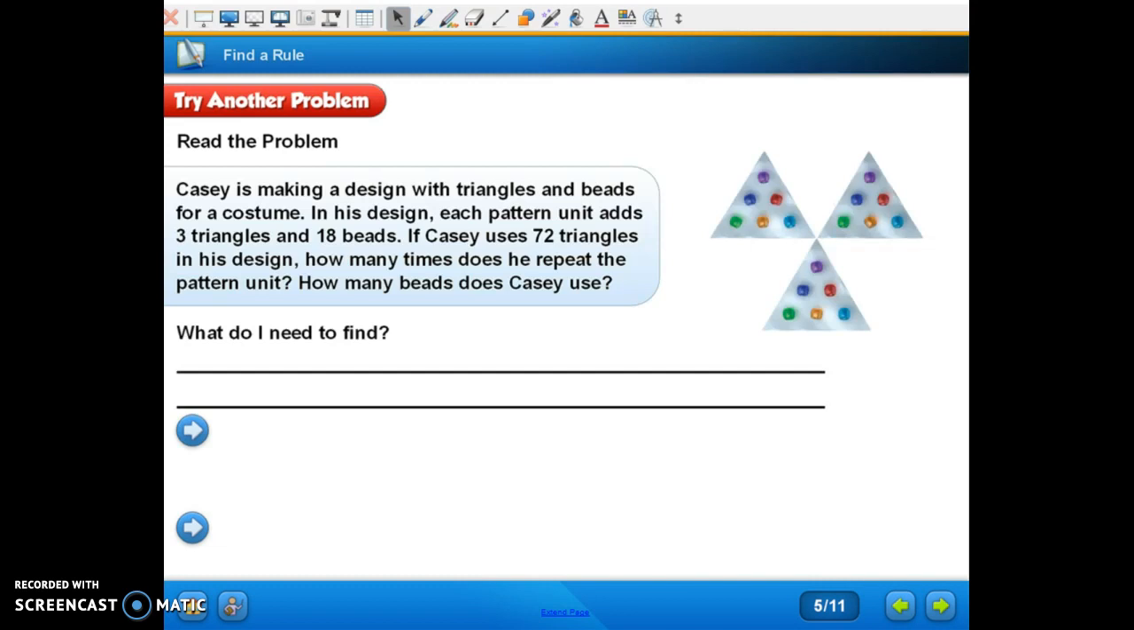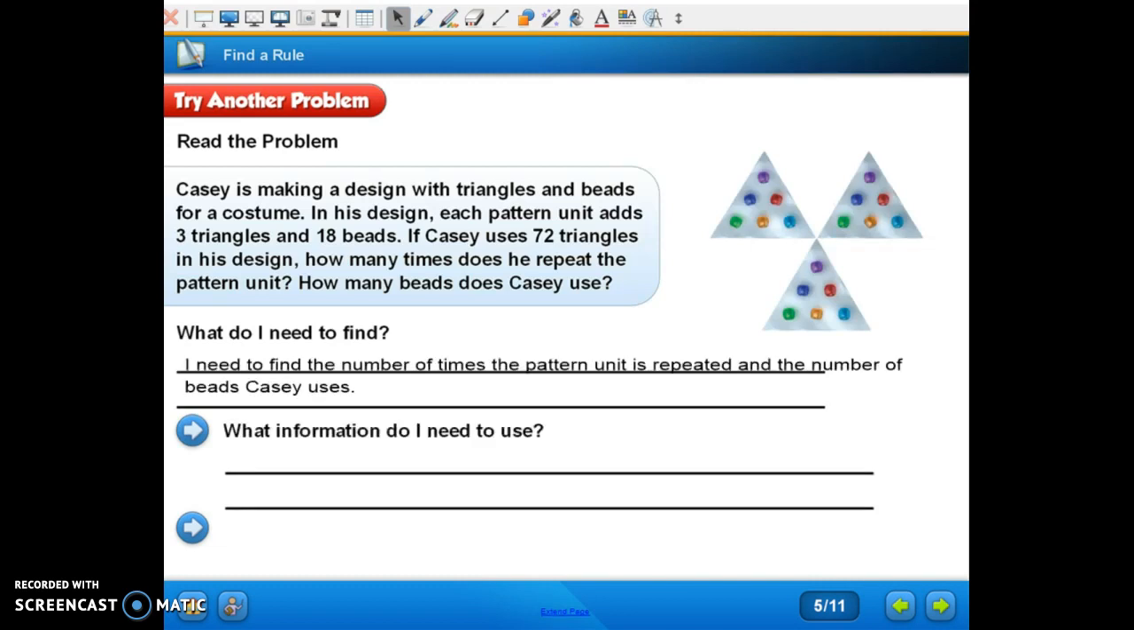So what do we need to find? We need to find 2 things, right? The number of times the pattern will repeat and the number of beads he will use. The second box says, what information do I need to use? Well, I need to find the number of beads. So would I need to use the number of beads? And I need to find how many triangular units. And that his costume has 72 triangles.